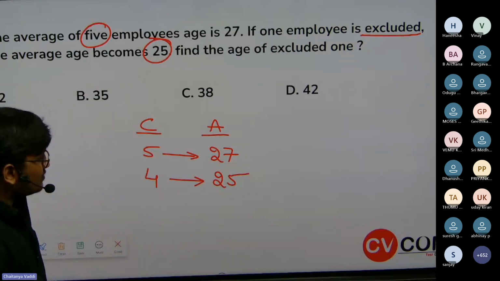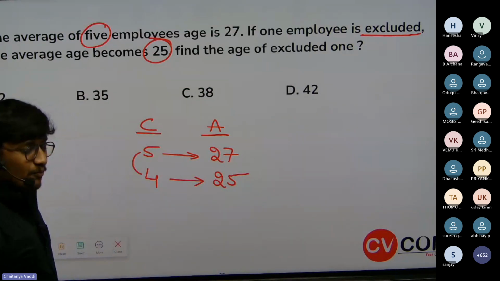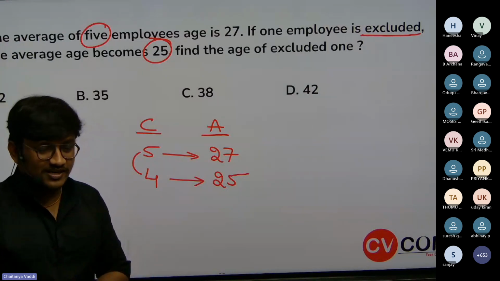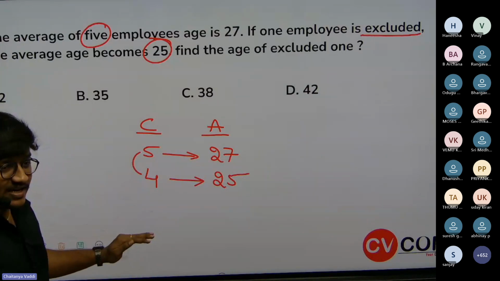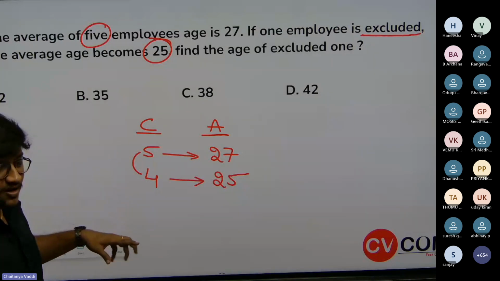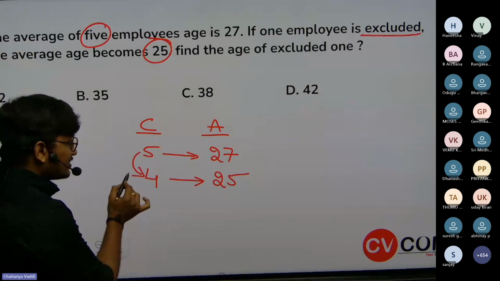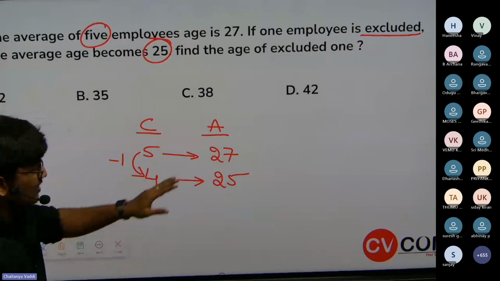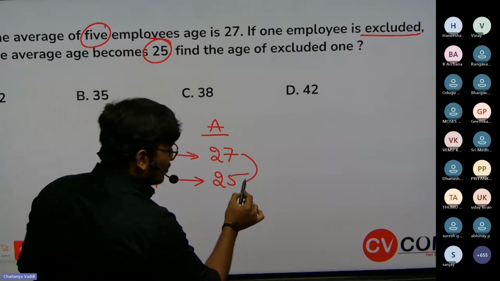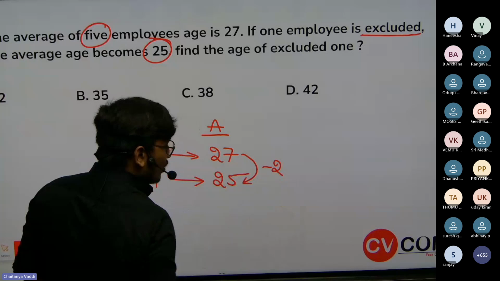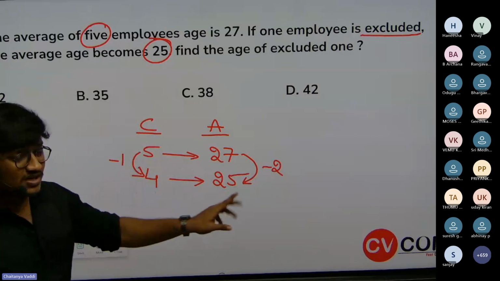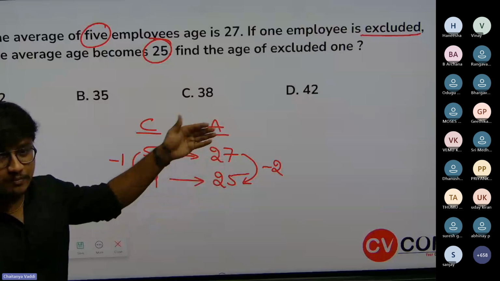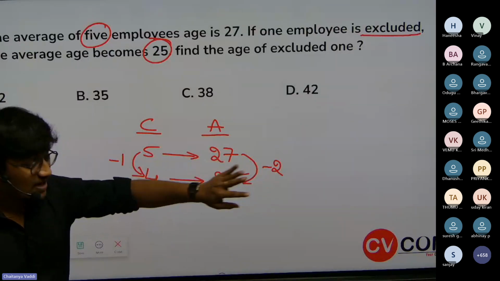Now the same procedure, but make sure you do not make a mistake with the positive and negative signs. When a person is added, we take +1. Here the person is getting removed, so 5 becomes minus 1, and 5 minus 1 is 4. Now 27 to 25, how much got reduced? -2. Don't forget to take these positive and negative values. When the average increases, we take plus. When the average decreases, we take minus.